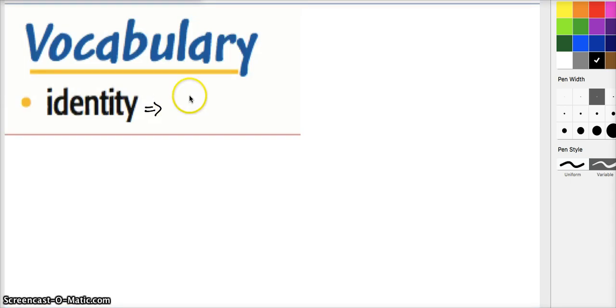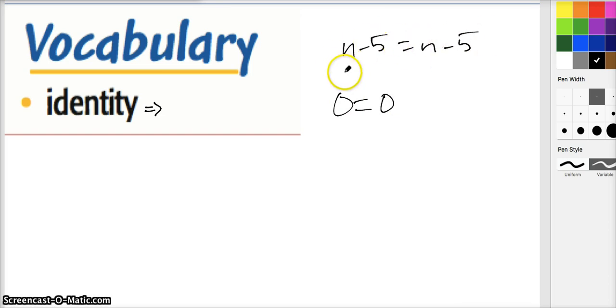Our vocabulary word today is identity, and basically you have an identity situation when you're solving an equation and you get down to the bottom and you get something like 0 equals 0, or n minus 5 is equal to n minus 5. Notice it's kind of like the same thing on each side of the equation. Basically, when you have an identity, both sides of the equation are exactly the same thing, not even just being equal, but being exactly the same thing. What that means is that the answer will be all real solutions.